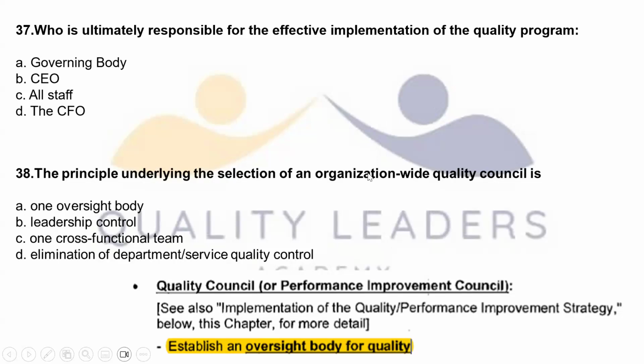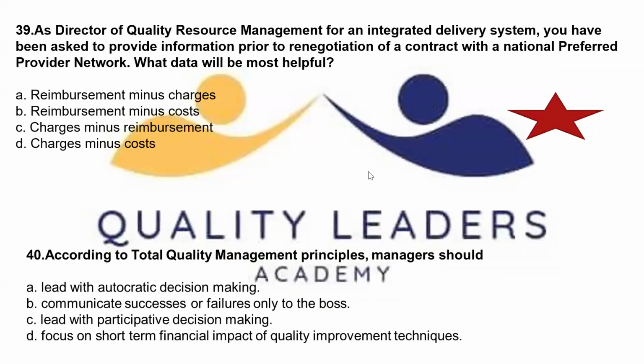Okay, moving on to number 39. As Director of Quality Resource Management for an integrated delivery system, you have been asked to provide information prior to renegotiation of a contract with a national preferred provider network. What data will be most helpful? A. Reimbursement minus charges. B. Reimbursement minus cost. C. Charges minus reimbursement. And D. Charges minus cost. What's the answer?